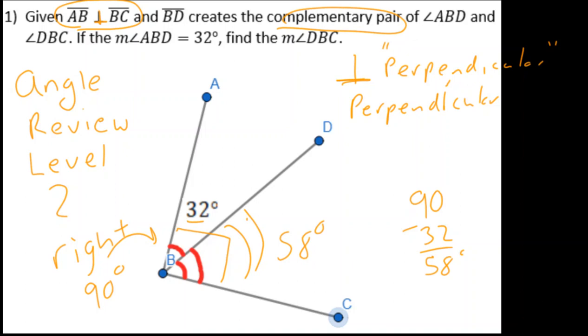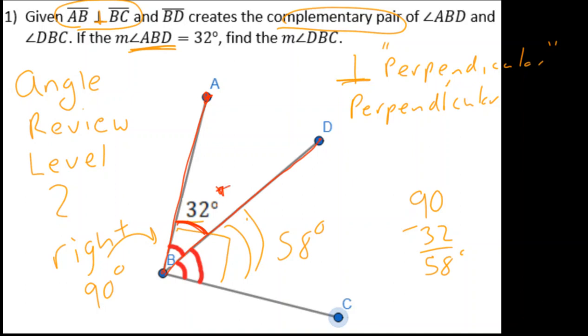Now, let's pay attention to the big key. What makes this a level 2 problem? Well, it's this. It says if the measure of angle ABD. So what is angle ABD? If I start at A and go to B and then go to D, we're saying that this angle right here is 32 degrees. We've even marked it for you to really drive that point home.